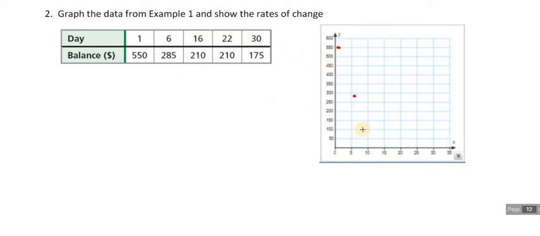16, 210 will be just past the 15 and just past the 200. Then we've got 22, 210, so we're going to be almost halfway between the 20 and the 25 and up at the 210 again. And then 30, 175, so 30 and then 175 will be exactly halfway between the 150 and the 200.